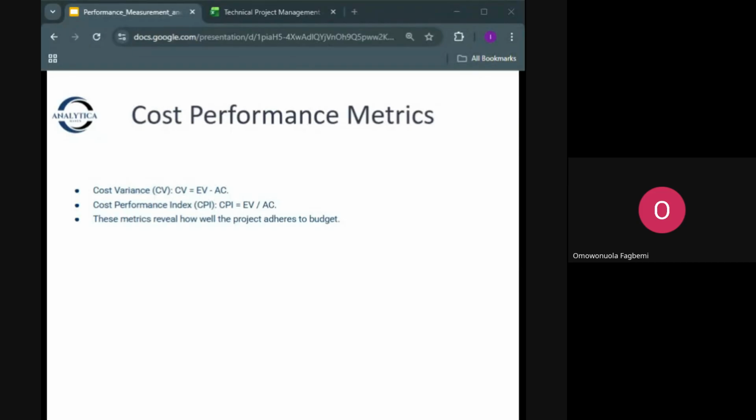Just like the way we did for schedule variance, where we calculated that. So the cost performance index measures cost efficiency. How much value are you getting for every 1 naira that I spend? Okay. So let's take note of that.